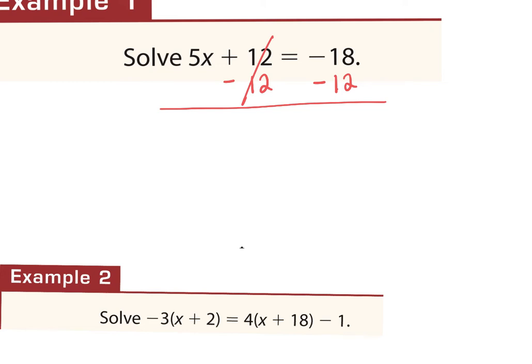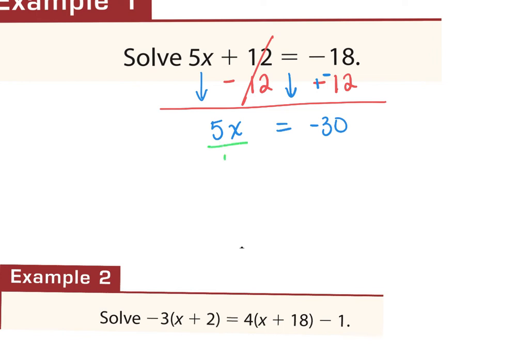And then I need to bring everything down. I need to bring down this 5x. I need to make sure that I write that equal sign. And then I need to do my actual addition and subtraction. Negative 18 minus 12. This is where we're going to go back to our first couple of sections. Subtraction is adding the opposite. So basically I have negative 18 plus a negative 12. What do I have there? Negative 30.